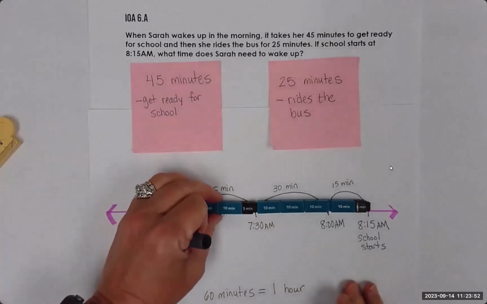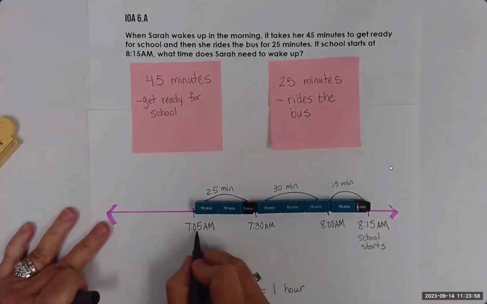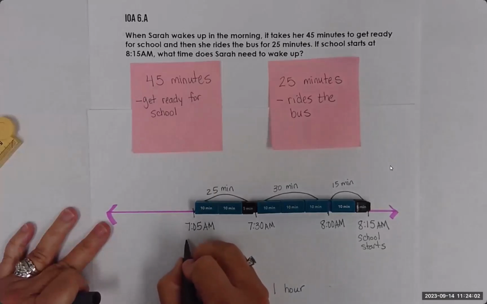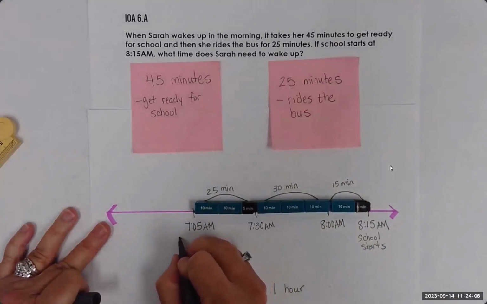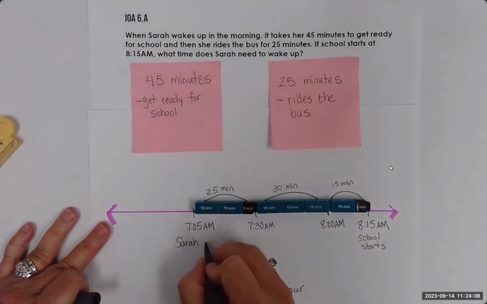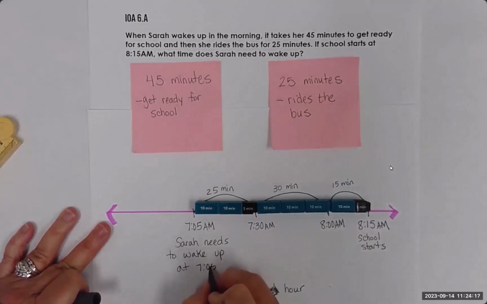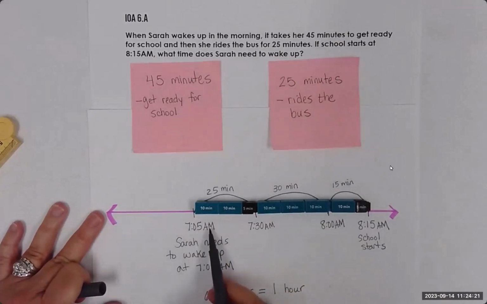So I've labeled it on my number line and I've used my blocks to help me see that. So now I know that Sarah needs to wake up. What time does Sarah need to wake up? Sarah needs to wake up at 7:05 a.m. Because if she wakes up at 7:05 a.m.